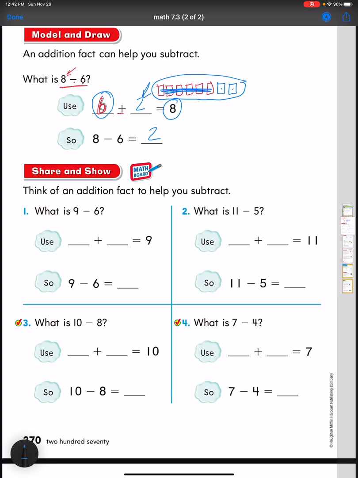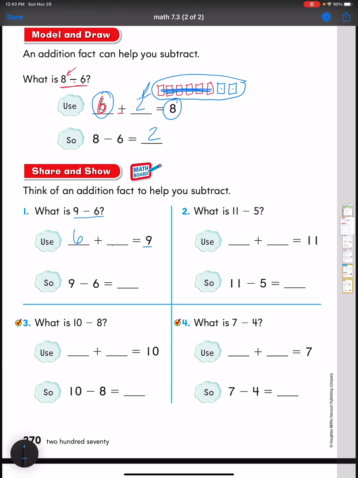Think of an addition fact to help you subtract. So number 1 tells us 9 minus 6. Here's my 9. It's already written for us. So I'm going to use this number, 6, plus what is going to equal that 9? You could use fingers for this. You could use blocks. You could use counters. You could use whatever is available to you to help you solve this if you do not know what 6 plus this number is going to equal 9.